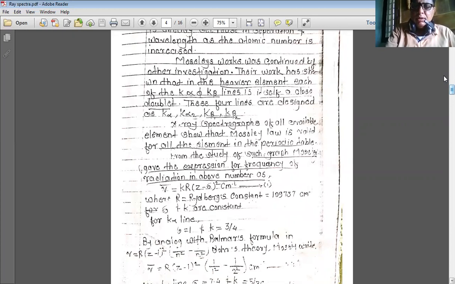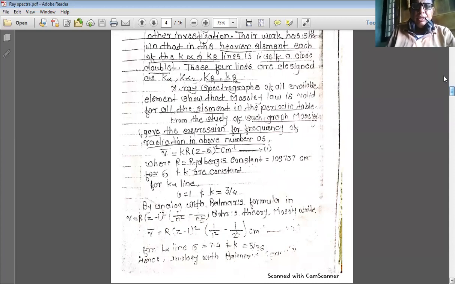109,737 cm⁻¹. Here σ and k are constants. For K alpha lines, σ is equal to 1 and k is equal to 3/4.